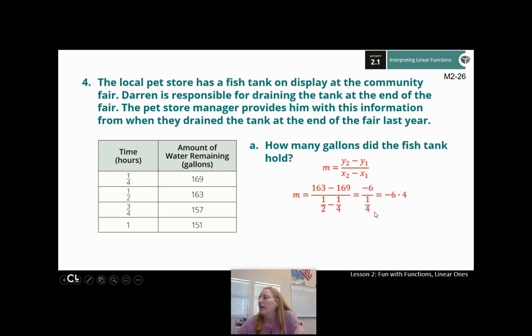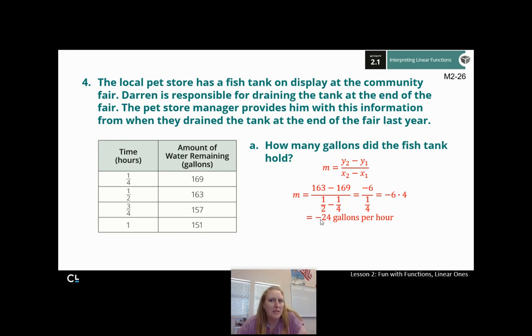And I don't like dividing with fractions. I multiply by the reciprocal instead. So instead of negative 6 divided by 1/4, it's actually negative 6 times 4. And that gives me negative 24. If you had done 0.5 minus 0.25, turned it into decimals, it would have gotten you the same answer. Now notice it's negative 24 gallons per hour.